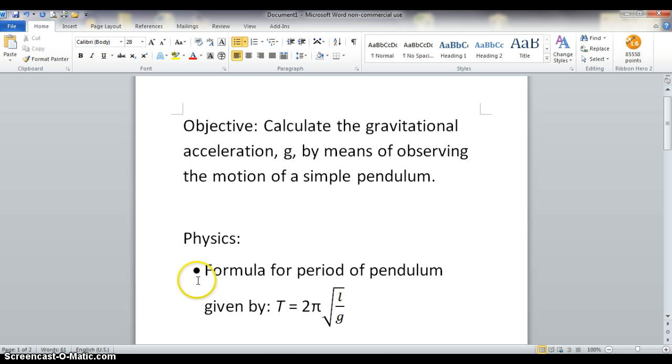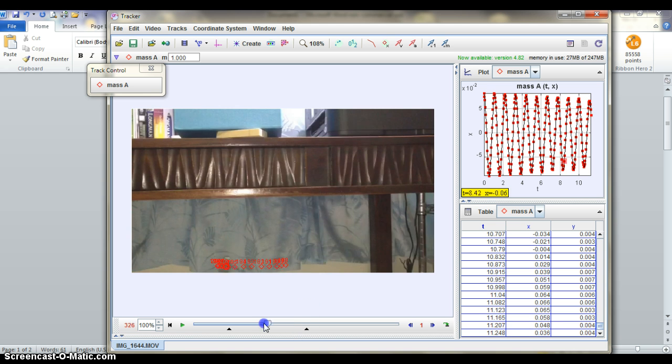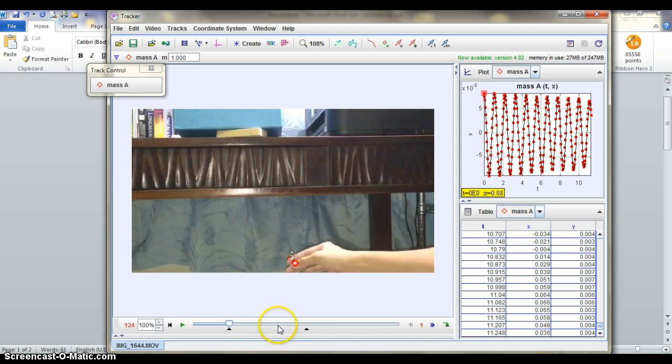So by using Tracker, I've calculated the time taken for 10 oscillations. By doing so, I ensure accuracy of my results. So here's the video showing the 10 oscillations and the time it takes.